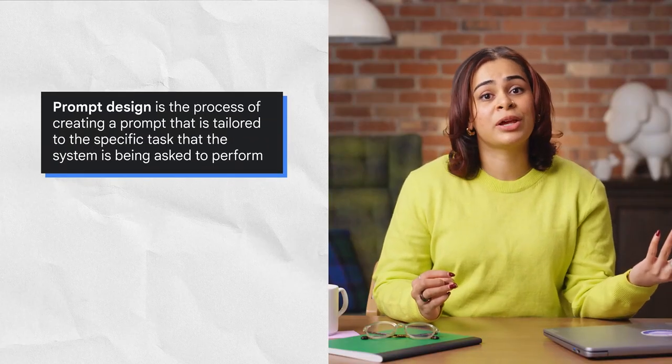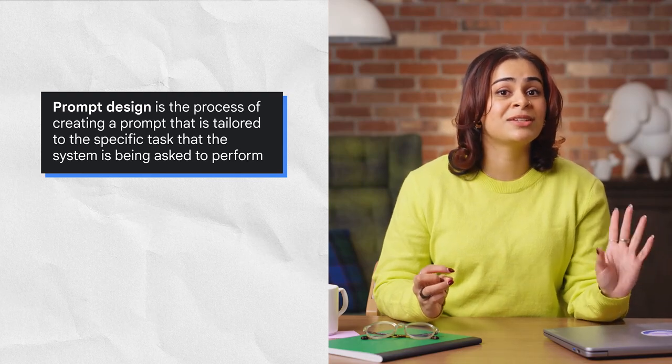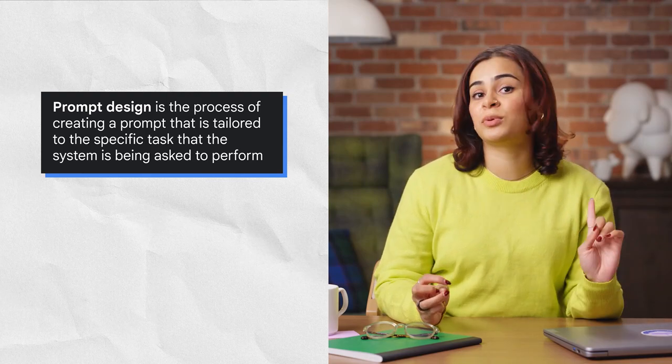So how is that? In each of our questions, a desired response was obtained. This is due to prompt design. Fancy. Prompt design and prompt engineering are 2 closely related concepts in natural language processing. Both involve the process of creating a prompt that is clear, concise, and informative, but there are some key differences between the 2. Prompt design is the process of creating a prompt that is tailored to the specific task that the system is being asked to perform.